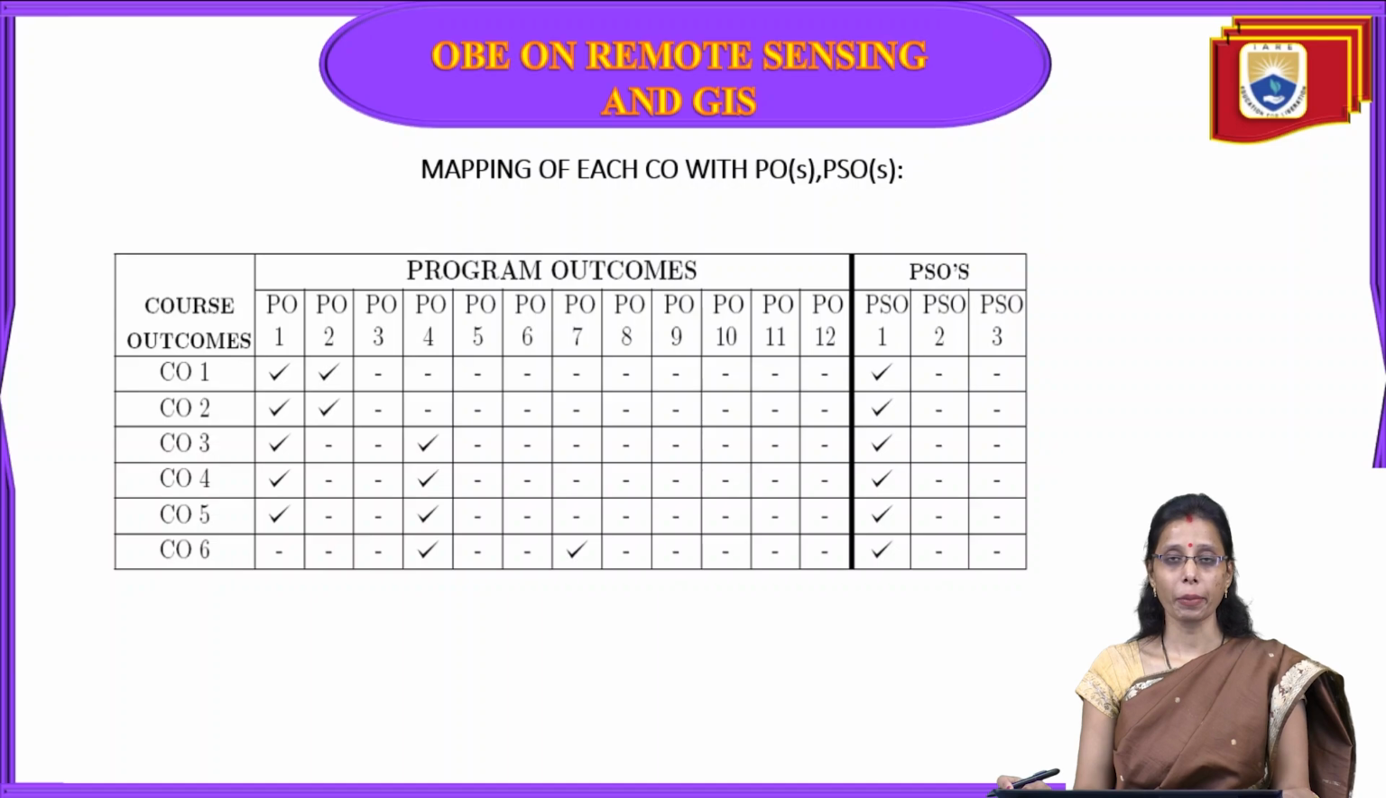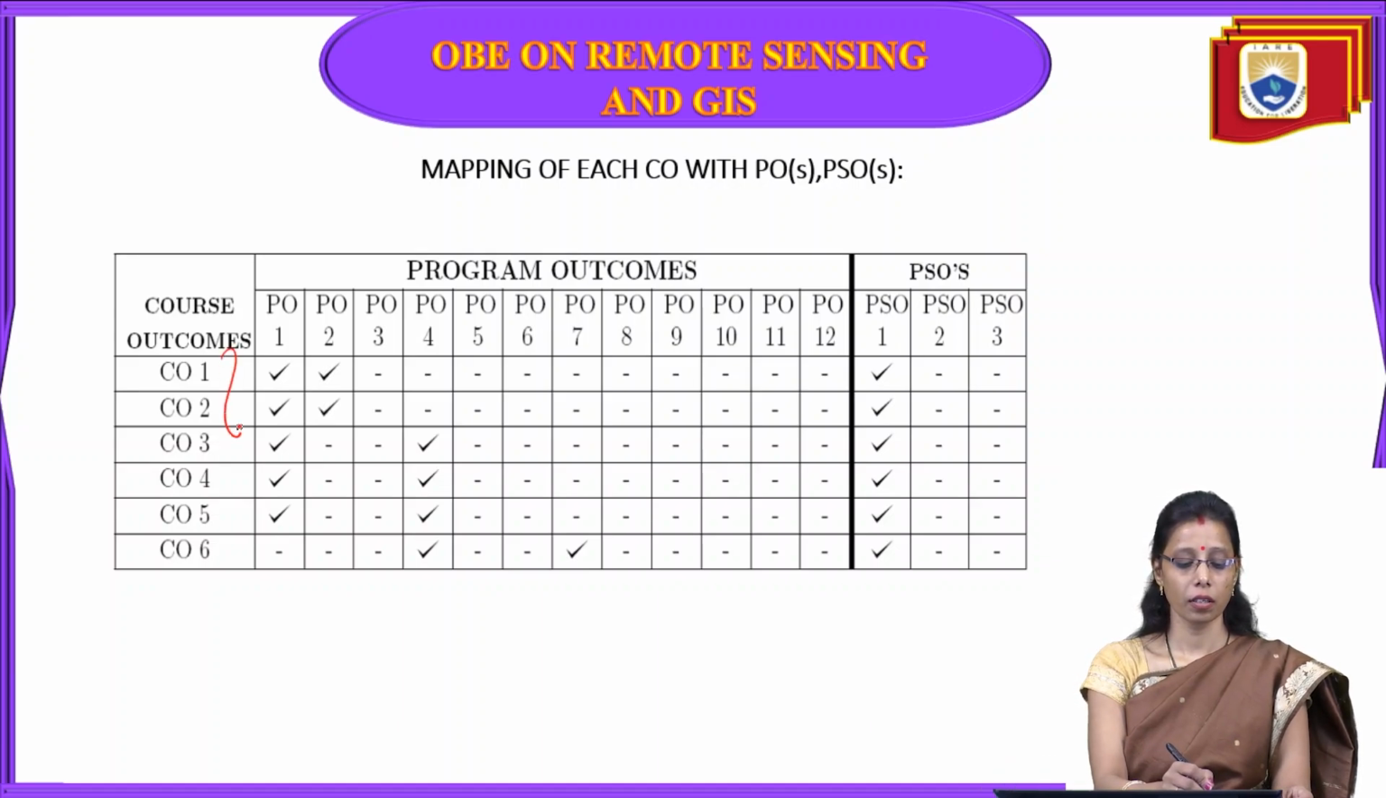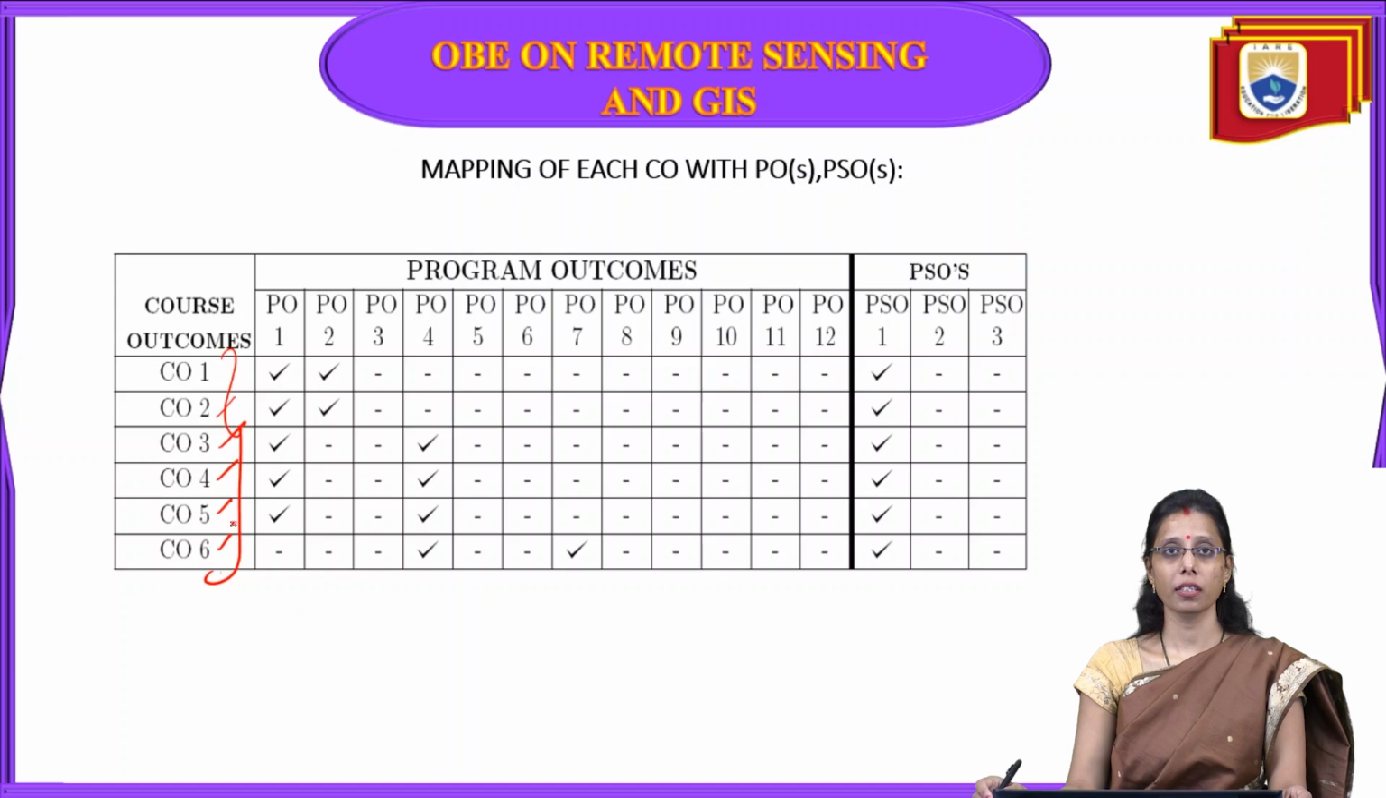Now coming to the mapping part. So now you know about the key competencies here. You have seen each PO is having different key competencies. Each PSO is having different key competencies. So we have to see whether it is mapping or not to each PO. We have a total of 6 outcomes. So we have 1, 2, 3, 4, 5, 6 outcomes. So we have a total of 6 outcomes.